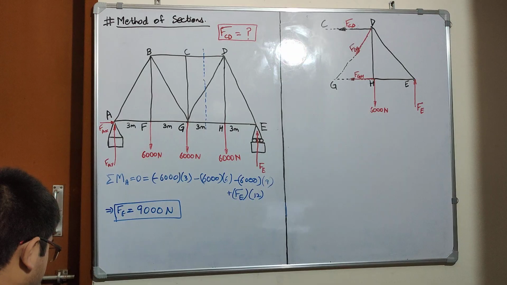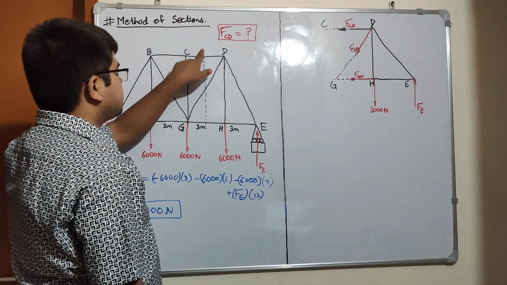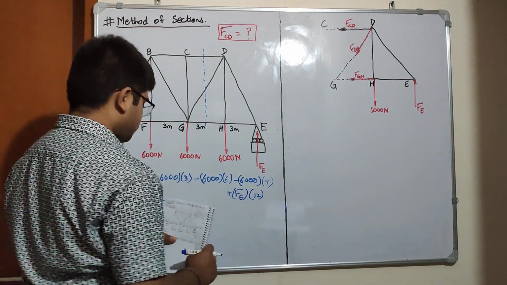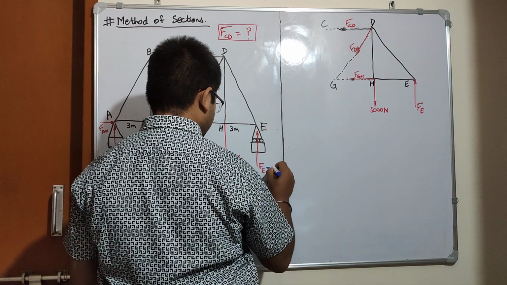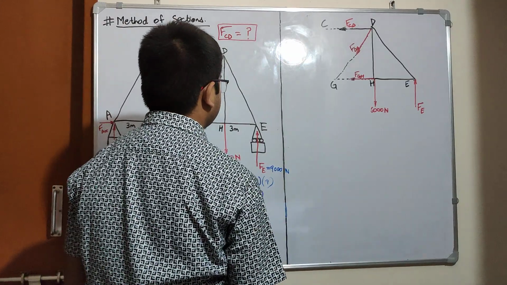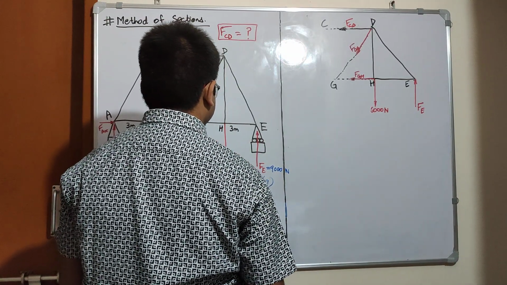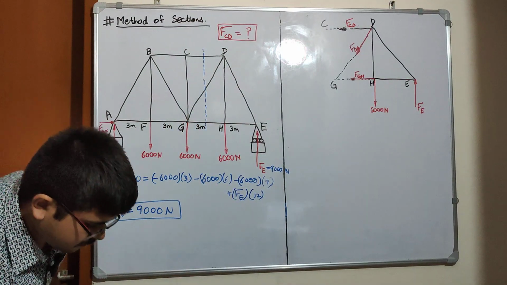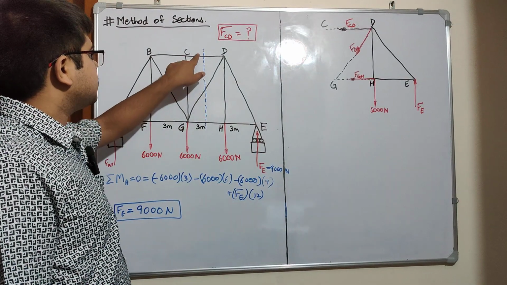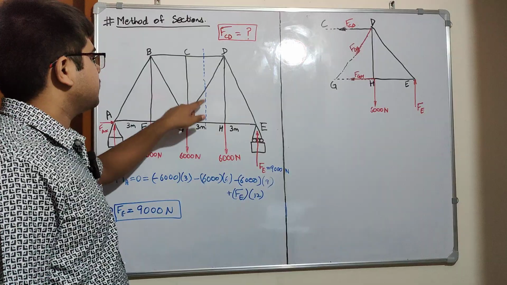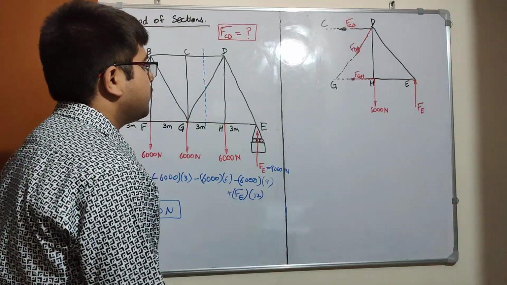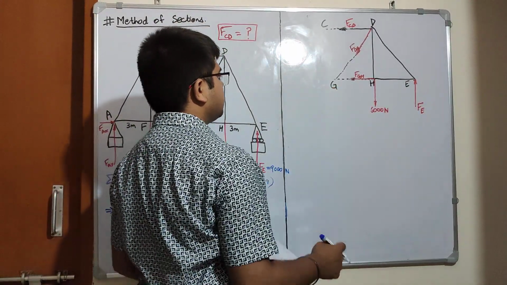Now we have found Fe. Now we will make a section through this. We know this Fe equals 9000 newtons. So now we will make a section through CD and GH and DC that I have made here, and then we will find the moment about G.